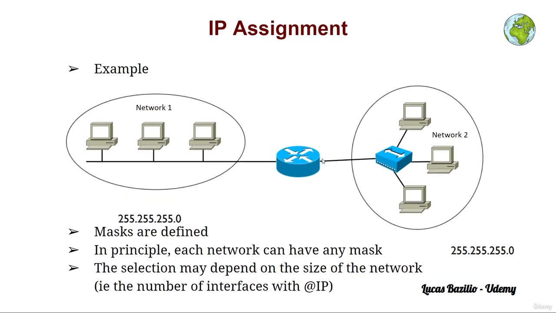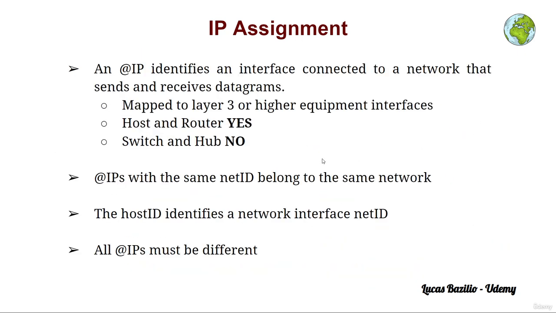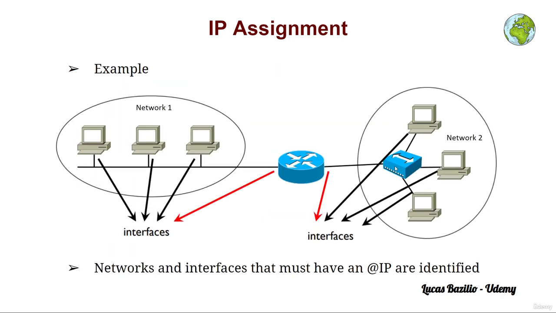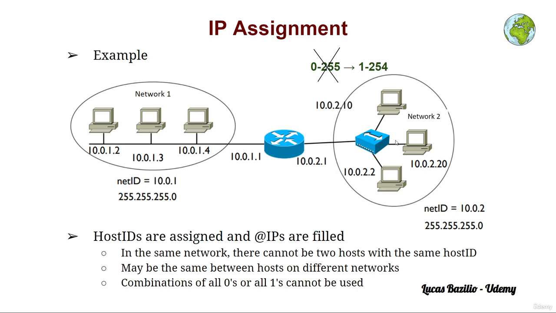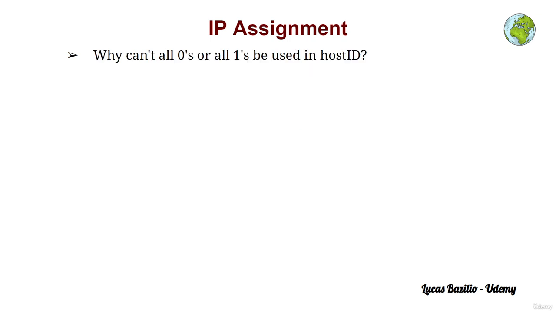Now very important, remember that a switch and a hub do not have an IP address. Why? Well, because they are not layer 3 or higher equipment interfaces. The host and the router are, but the switch and hub no. That's why if we have a switch here, we don't assign any IP address to this switch. Now let's study why we can't use in the host ID all zeros or all ones in binary.